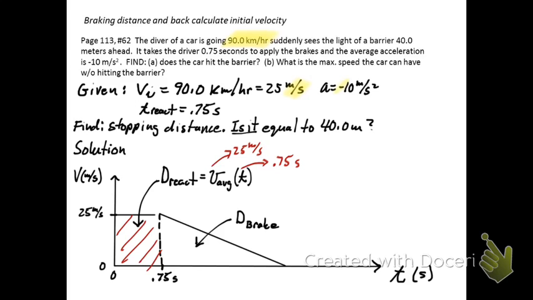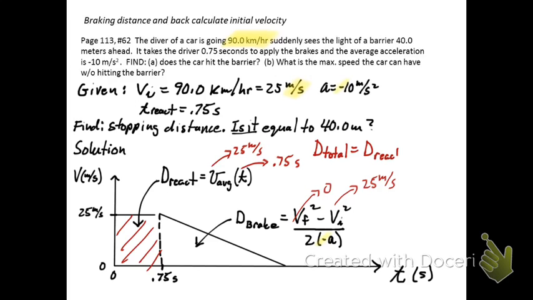Next I have to calculate the braking. Now, I don't have time, so the only equation that's going to work for me here is equation number five. What I have is my V final is 0. I come to a stop. My V initial is the velocity from my first region. Pay attention to the negative acceleration, and all your signs are going to come out correctly. Then I'm going to say d total is the addition of these two values: distance traveled while I'm reacting, distance traveled while I'm braking. Add the two together and compare it to 40 meters. Do I hit? Yes or no?